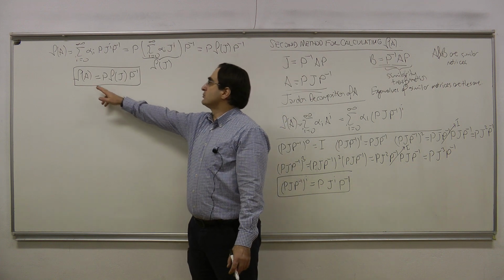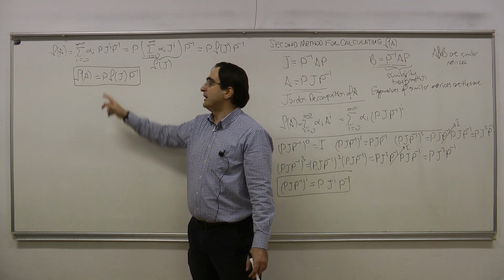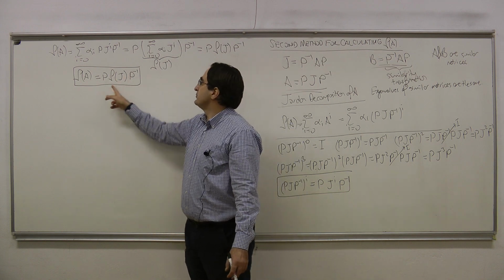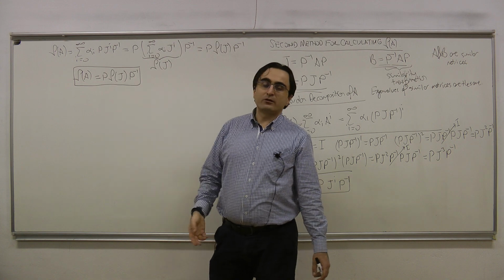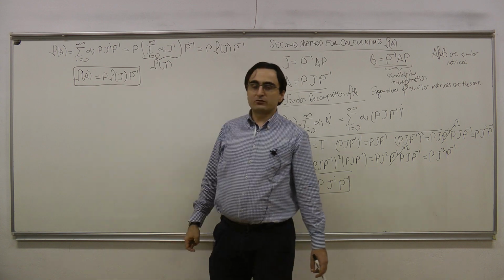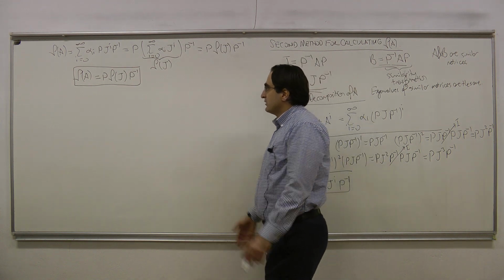So in order to be able to calculate the function of a matrix, all I have to do is to know J and P and then calculate the function of its Jordan canonical form. And then this formula is going to give us the function of the original matrix A. Okay? So that is very good.